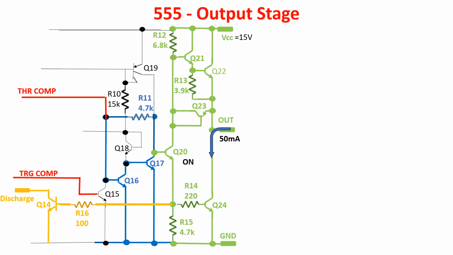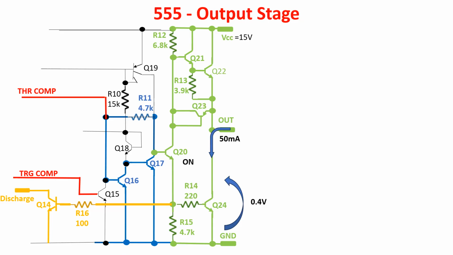Now we see the low output state when Q20 is in saturation and Q24 sinks current from the load. In his book, Camenzind says that in the low state, Q24 receives sufficient base current to work alone up to about 50 mA. Beyond that, as the voltage drop increases, Q23 feeds extra current into the base circuit.